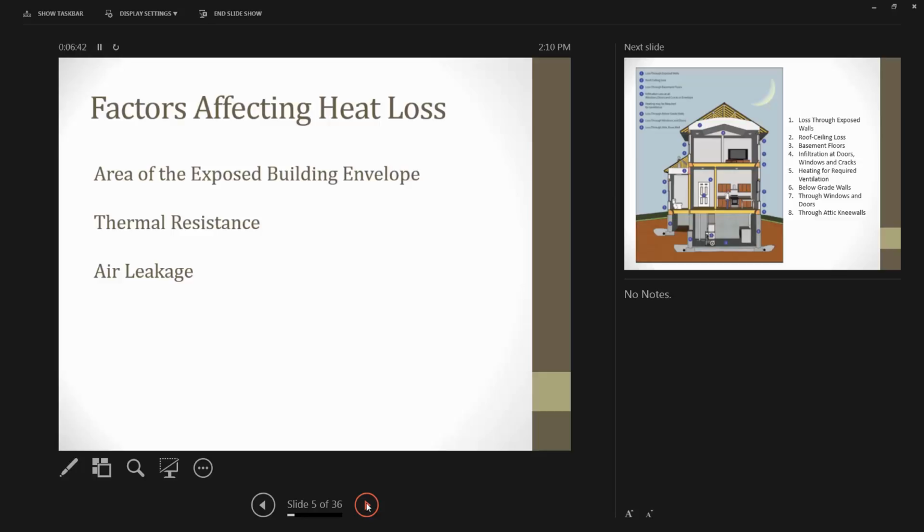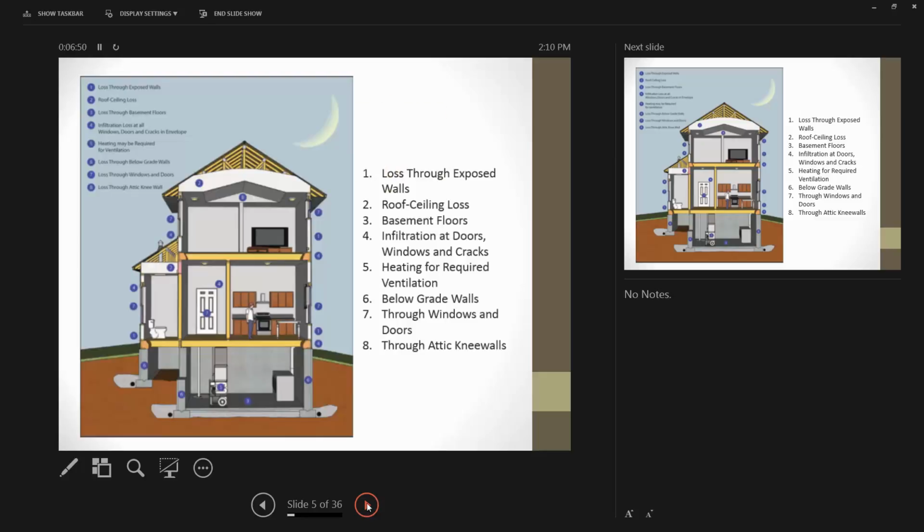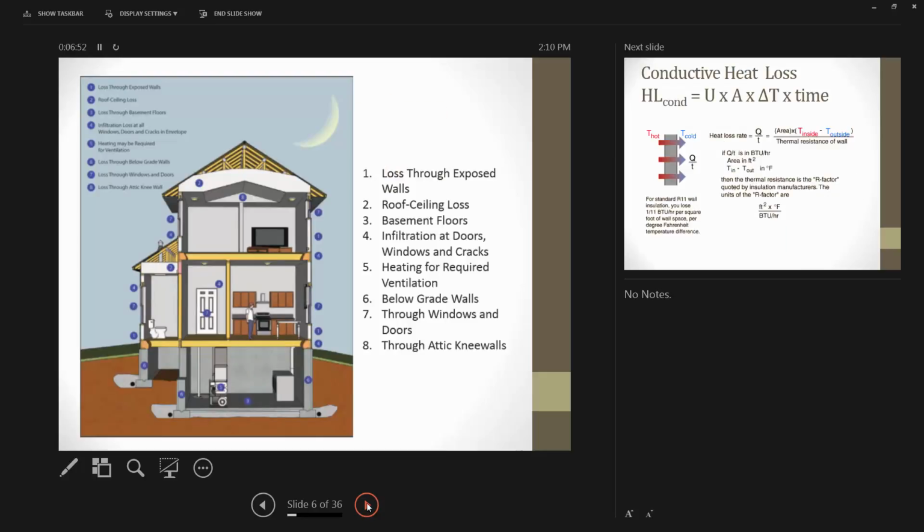The other big factor is going to be the thermal resistance, the total R value and performance R value of the wall, and then finally the amount of infiltration or air leakage that we have. Primary areas of heat loss, we're going to see through exposed walls. We talked about conductivity, and we'll talk more about that in just a minute on conductive heat loss. Same thing through the roof and the ceilings, and then also through the basement floors.